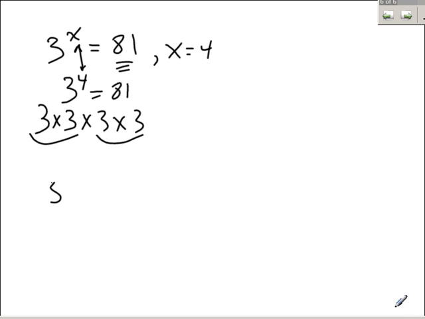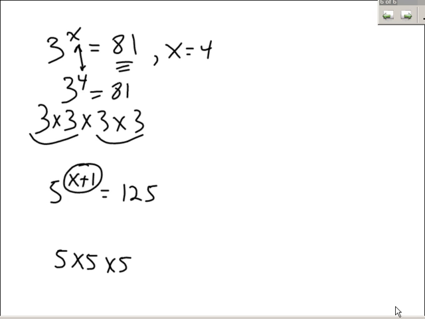If you're asked 5 to the x plus 1 is 125. 5 times itself that number of times is 125. Well, get your hands dirty. 5 times 5 is 25. 25 is like a quarter. A quarter times 5 is $1.25. It's 125.